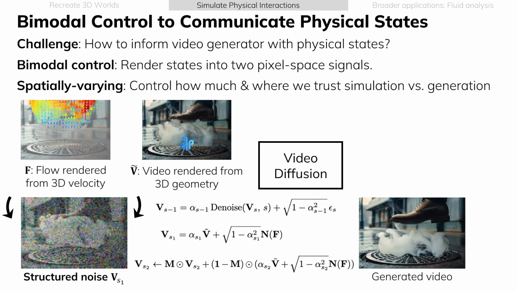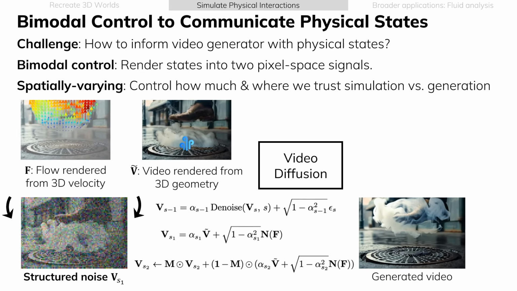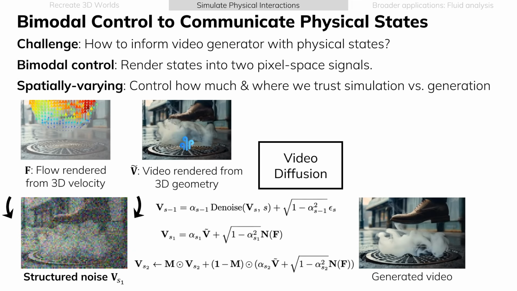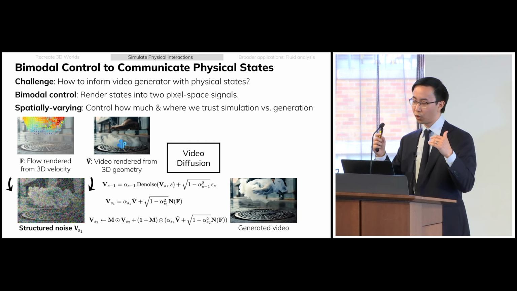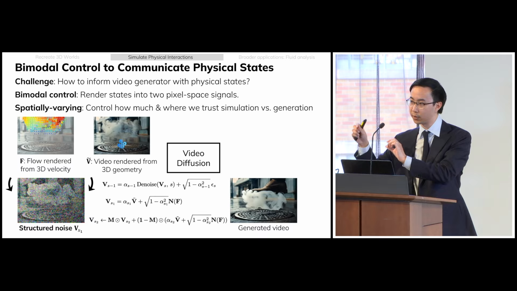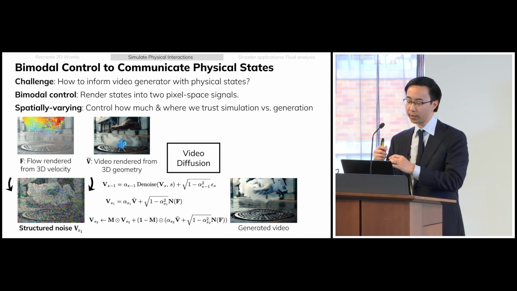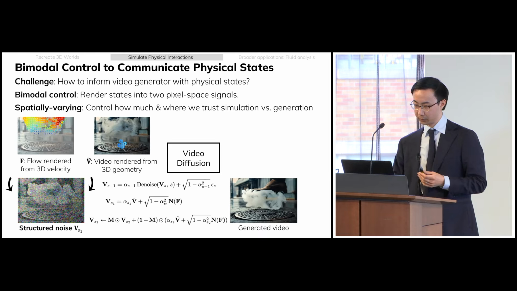So here we introduce a spatially varying control so that you can use a spatial mask to further inject the simulation information at any later time step. In short, you can control how much you trust the simulation by adjusting the diffusion step where you inject the simulation information. And you can adjust where exactly you trust it by the spatial mask.